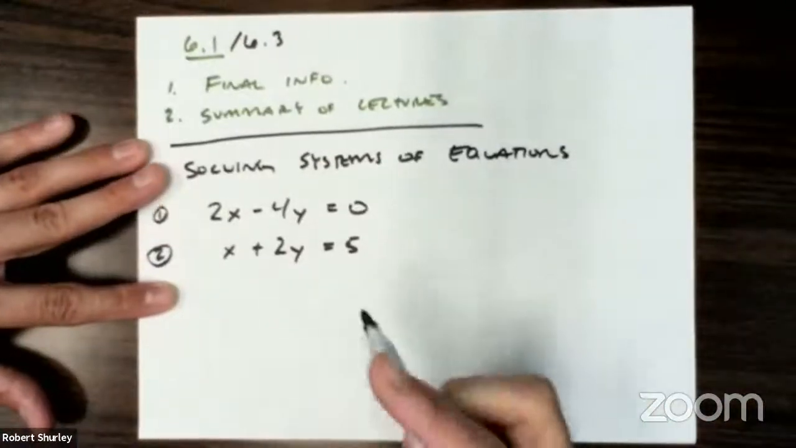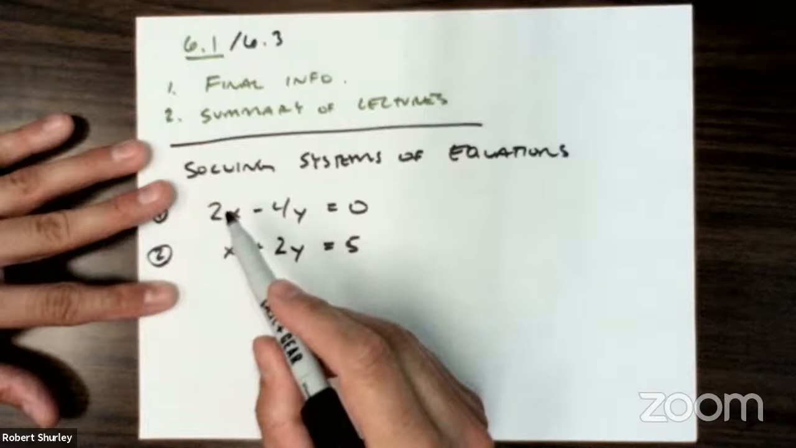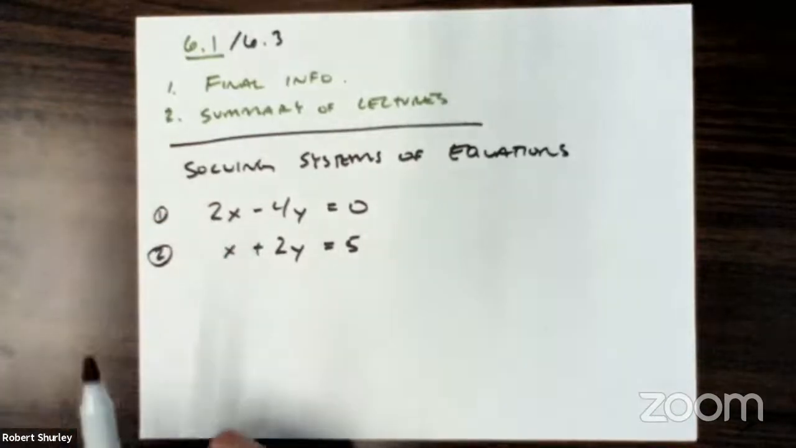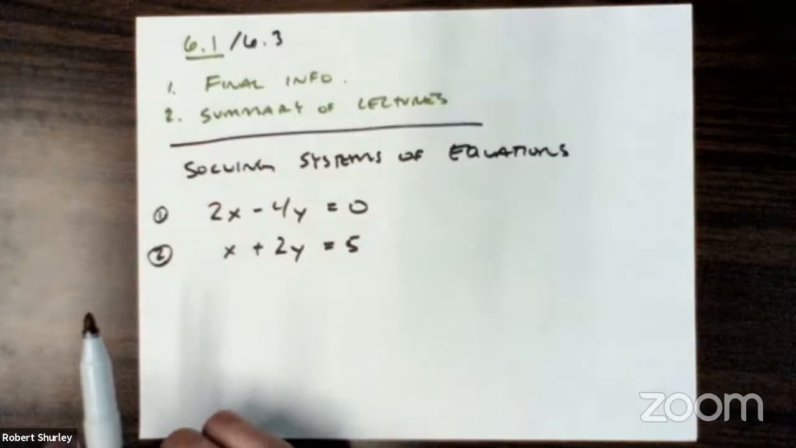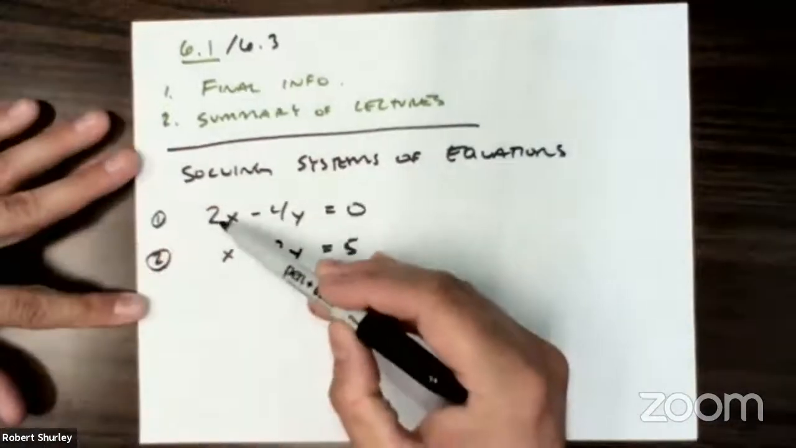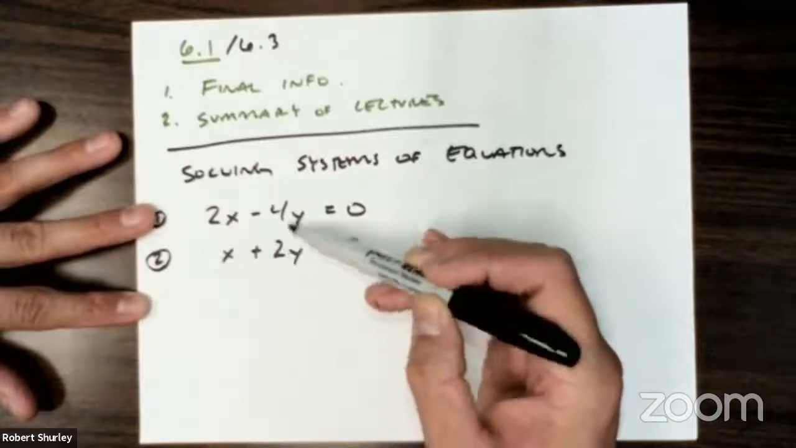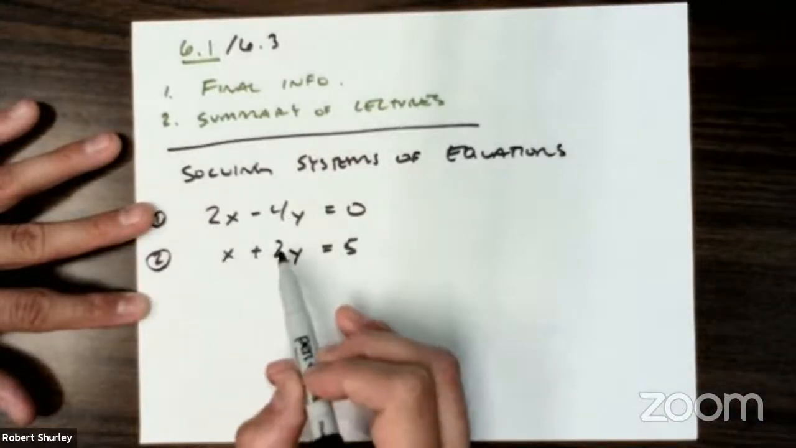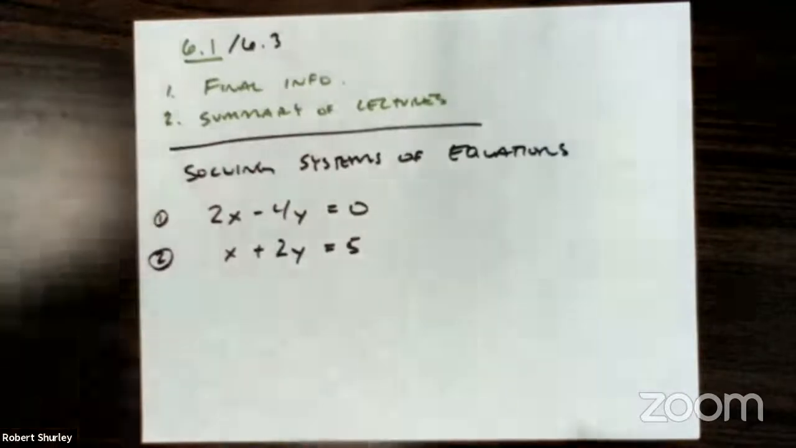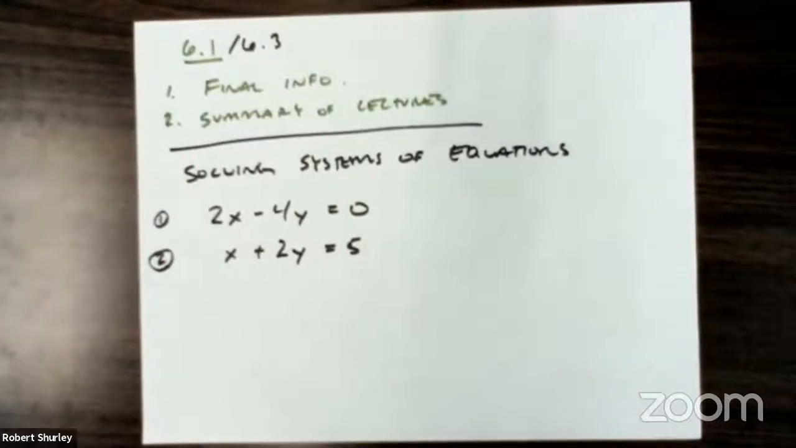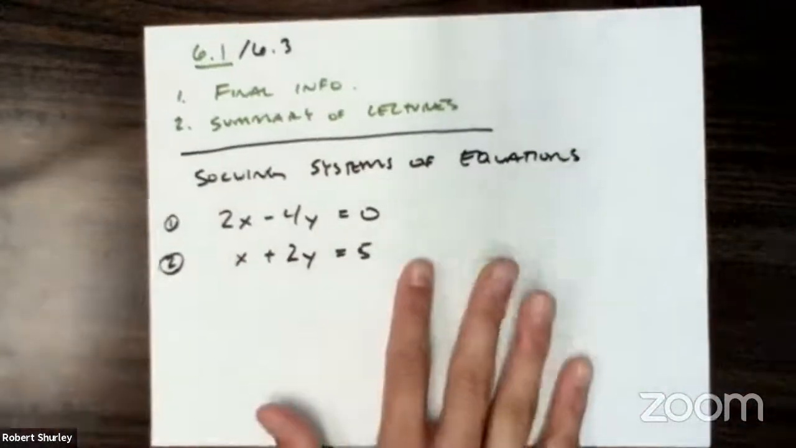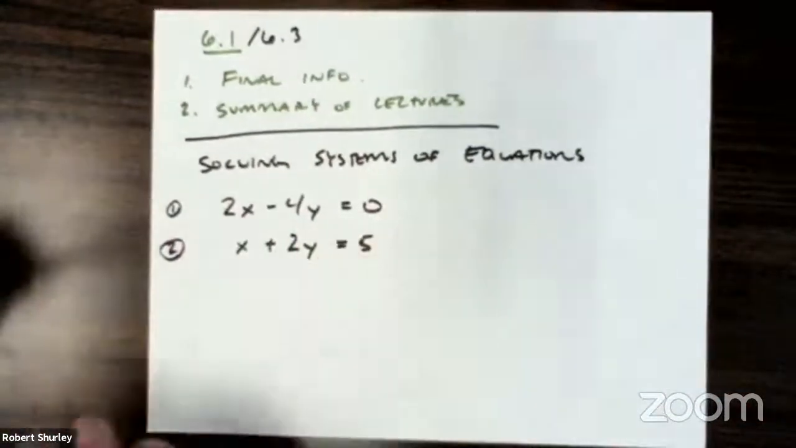And the goal was to get opposite coefficients in front of the variables. So right now we've got a 2 and a 4 and a 1 and a 2, and we want opposite coefficients.